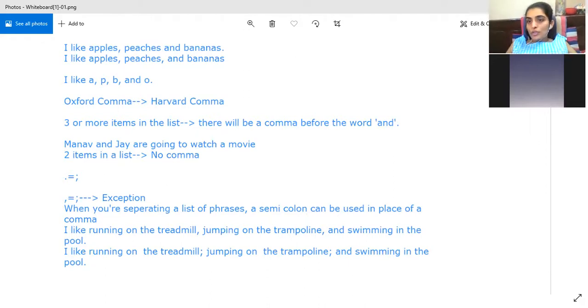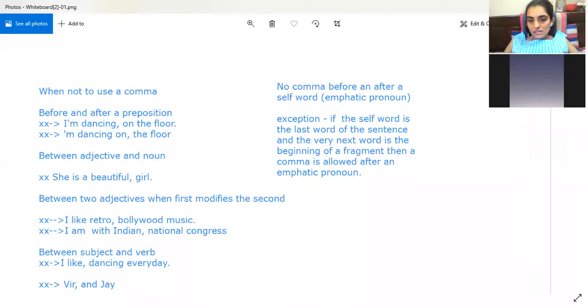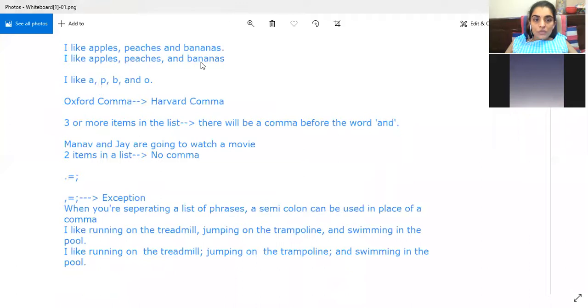What's the Oxford and Harvard comma thing? That comma before the word and is the Oxford comma, also known as the Harvard comma. Whenever there's a list of 3 or more items, there'll be a comma before the word and. So you can't not put a comma before and.